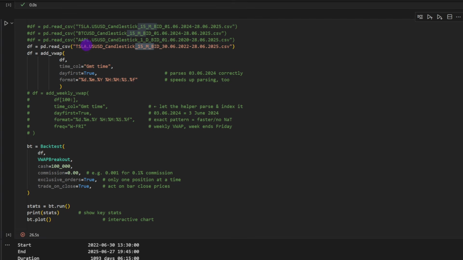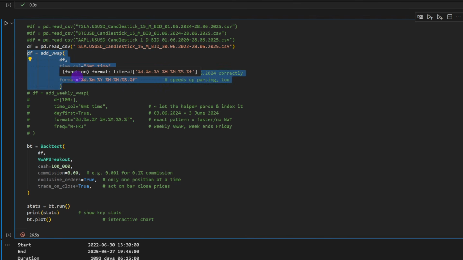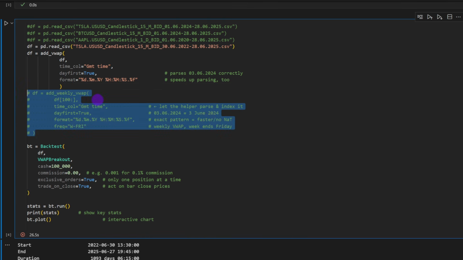So when I'm using the minutes time frame, I'm using the function add VWAP. And when I'm using a daily time frame, I need the VWAP to reset at the beginning of each week. So I will be using add weekly VWAP. This is just for experimentation. I've left these in the code as commented lines. So you might want to deactivate these depending on your experiment.